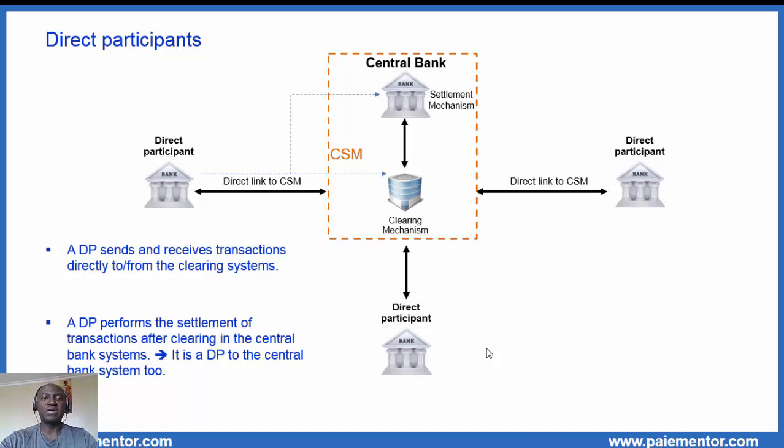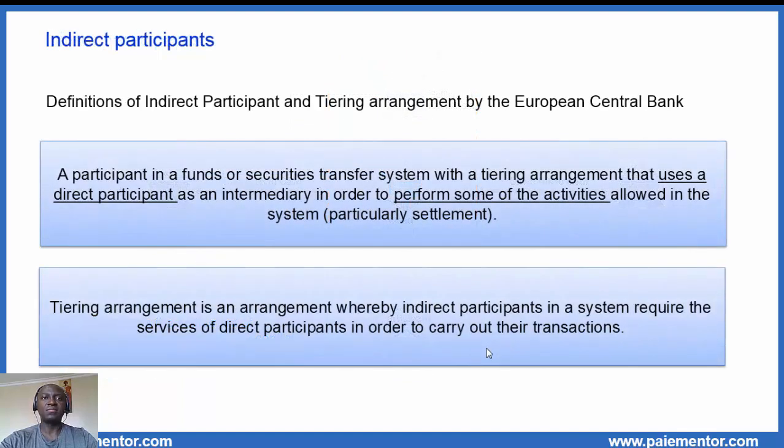Now let's move to indirect participants. We will first consider the definitions provided by the European Central Bank. An indirect participant is a participant in a funds or securities transfer system with a tiering arrangement that uses a direct participant as an intermediary in order to perform some of the activities allowed in the system, particularly settlement. A tiering arrangement is simply the agreement between the direct participant and the indirect participant for the clearing and or the settlement of the transactions.